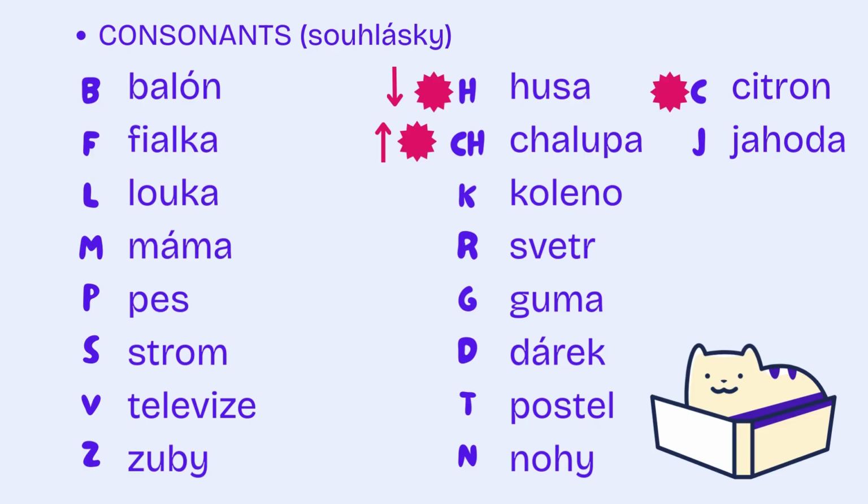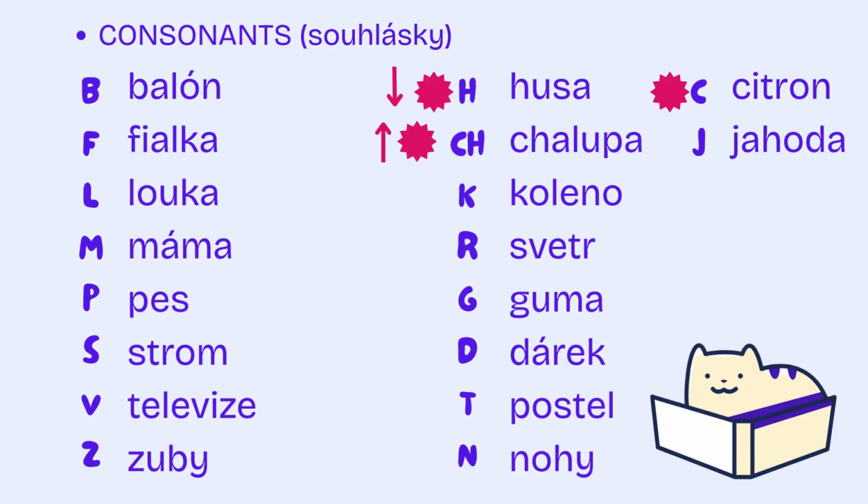The first one, H, is very deep in your lungs. It's a very heavy sound. H. In a word, it's husa. But the next one, CH, careful, don't read it as English ch. It sounds like H. In a word, chalupa. Now listen to the difference. Husa, chalupa.